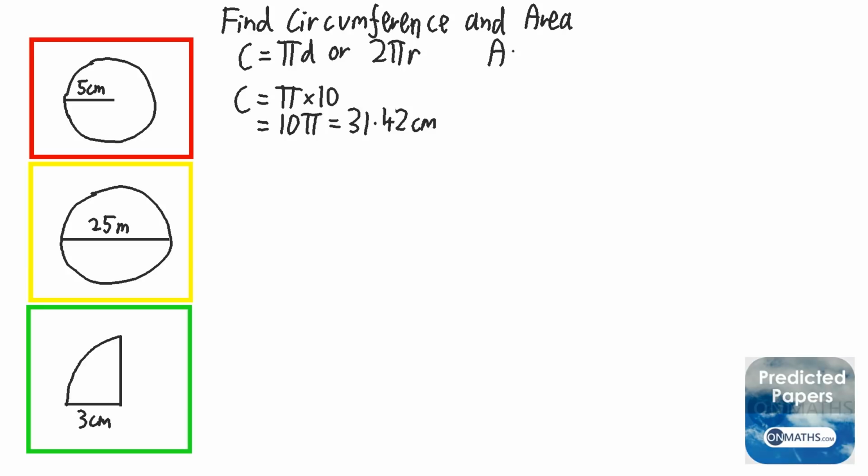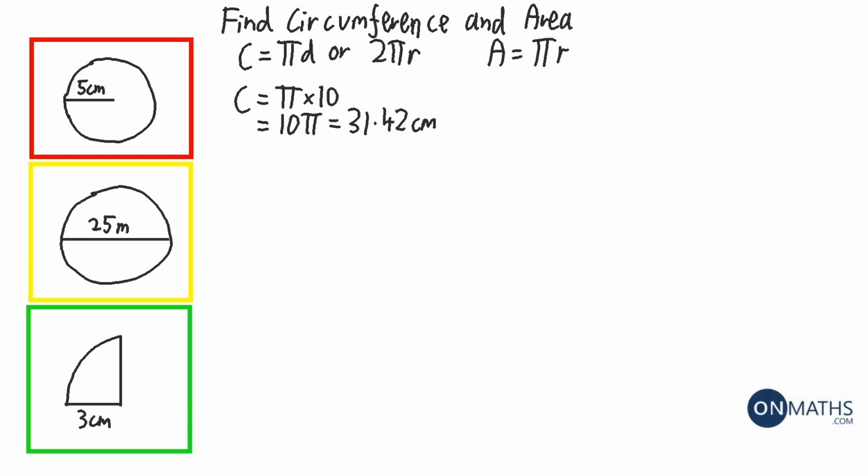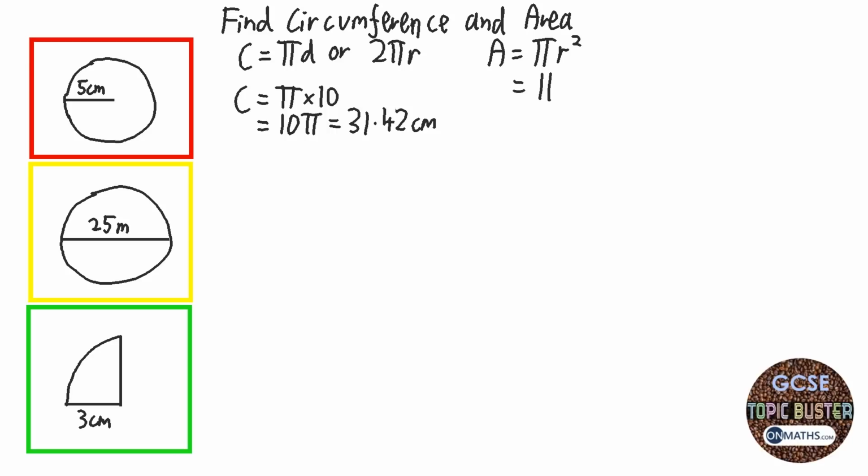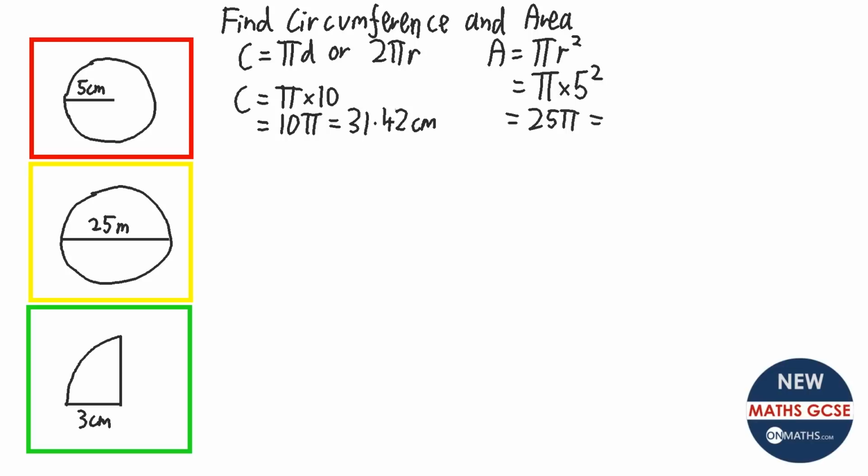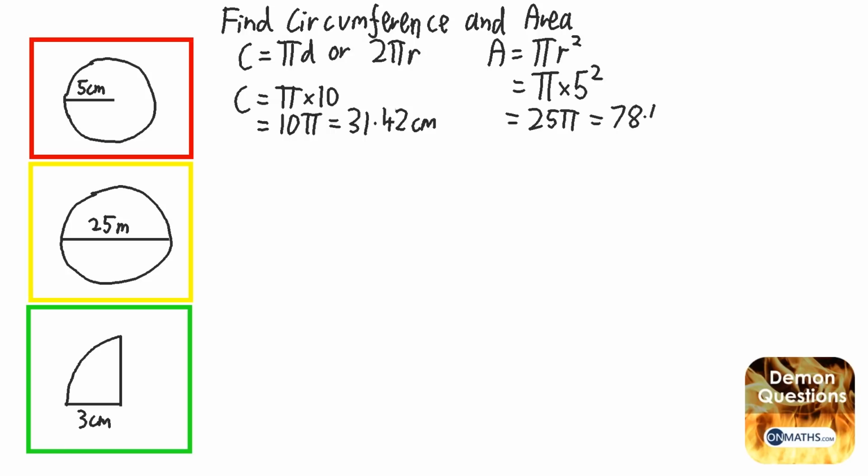Okay, the formula for area is just pi r squared. Now be careful, that does not mean we double the radius, otherwise that would give us the circumference. When you square something, you times it by itself, as you probably know. So pi times the radius, which is 5 squared, which is 25 pi in terms of pi. Or if we're going to give an exact answer, 25 times pi, and it's 78.54, and this time it's centimeters squared because it's an area.